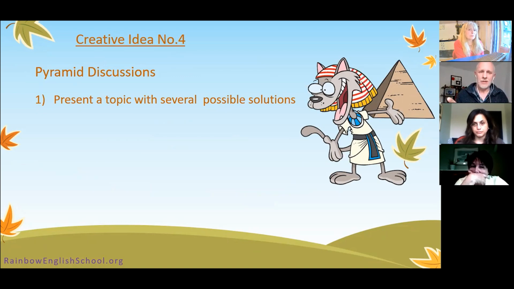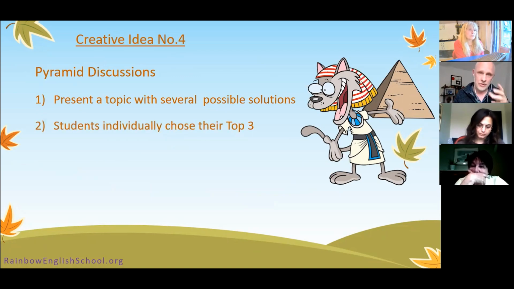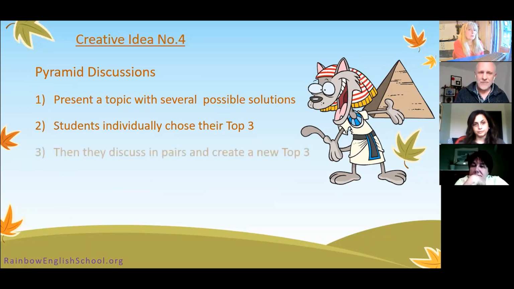Well, try it this way. You present the topic with several possible solutions. It could even be student suggested. And then students individually, on their own, quietly, look at, let's say, the 9 possibilities and choose their top 3. And then they pair up with a person next to them. And they discuss, because they've both got top 3s. They probably won't have the same. So they have to then discuss together, in English, of course, what would their combined top 3 be? They don't have a choice. In a time frame, they have to reduce all that they had together into one new top three.